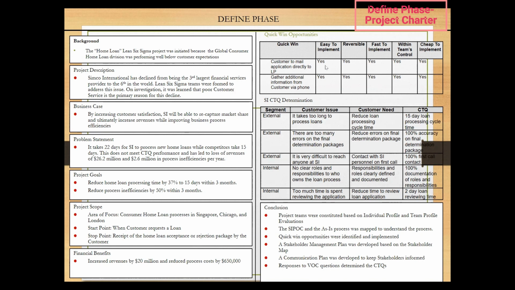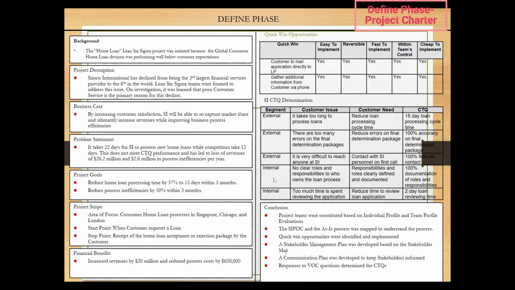Quick wins opportunity is also very important. You can see customer to mail application ready to LP, gather additional information. Easy to implement, reversible, fast to implement, within team control, cheap to implement. All these are yes. And then you can see the CTQs, critical to quality.